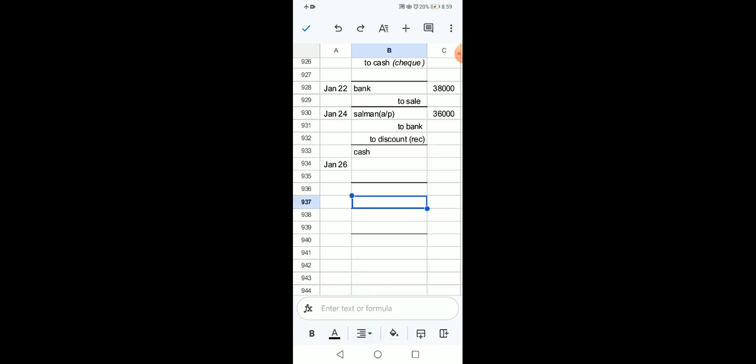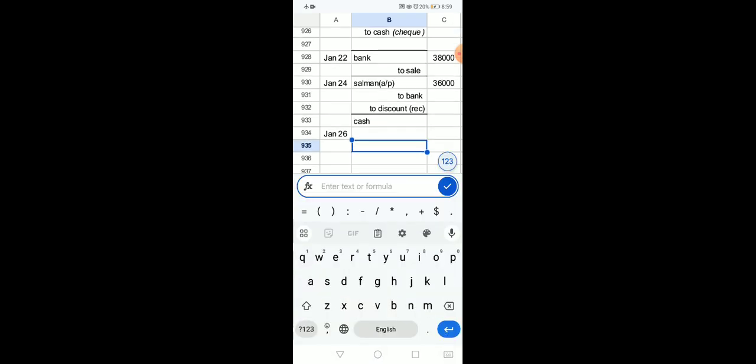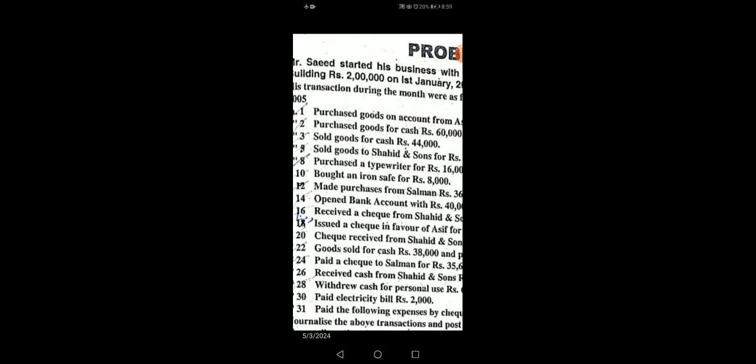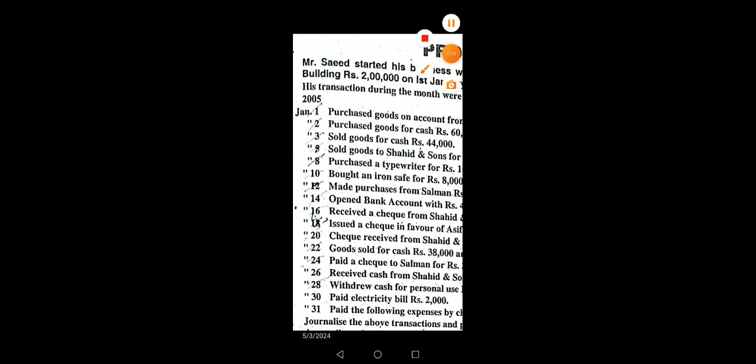You are receiving cash from Shahid. It means your cash in hand is increasing. Increase in cash in hand means increase in asset, which should be debited. So you have debited cash on the debit side. From whom are you receiving this cash? That is Shahid, as it is mentioned in our entry. You are receiving cash from Shahid.